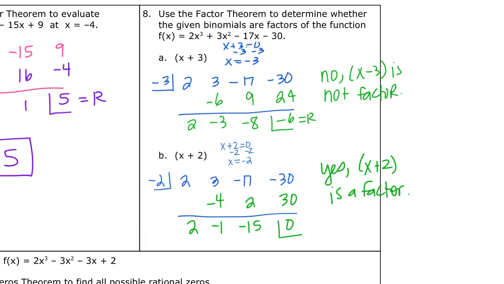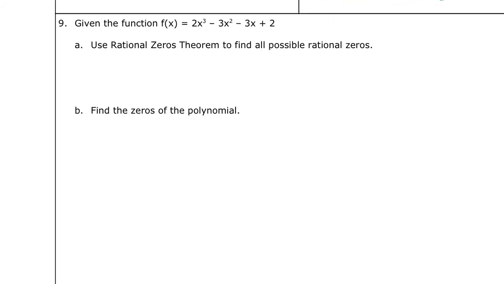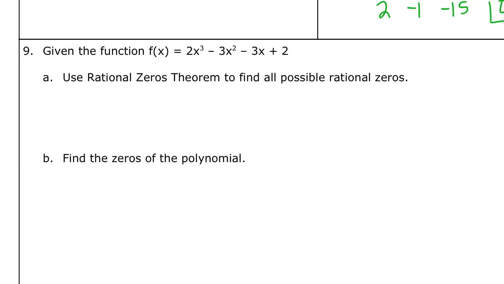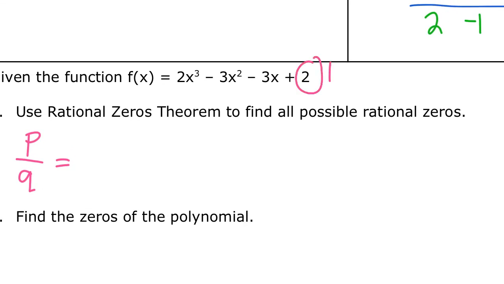Okay, and last thing that we did, so this is from yesterday, is we want to find the zeros and we want to write this polynomial in factored form. So first we're going to use the rational zeros theorem to find all the possible rational zeros. So remember, we're using the form p over q. P comes from the last number, 2. So what are the factors of 2? This is going to be a short problem because 2 is prime. There's only 2 options, 1 or 2.